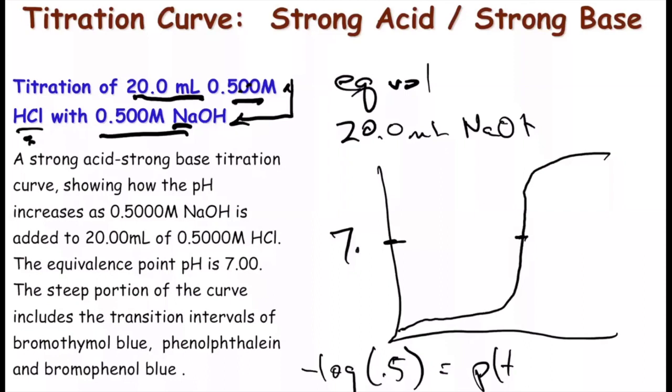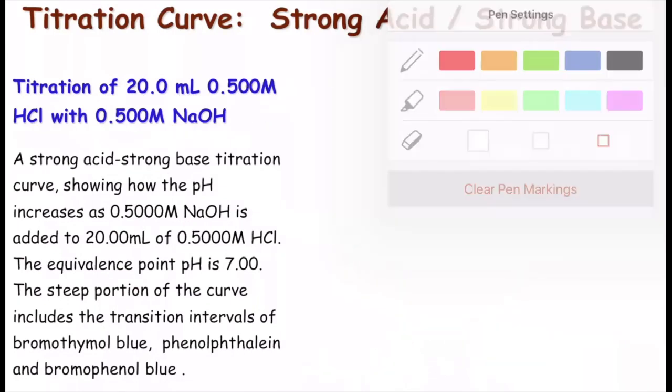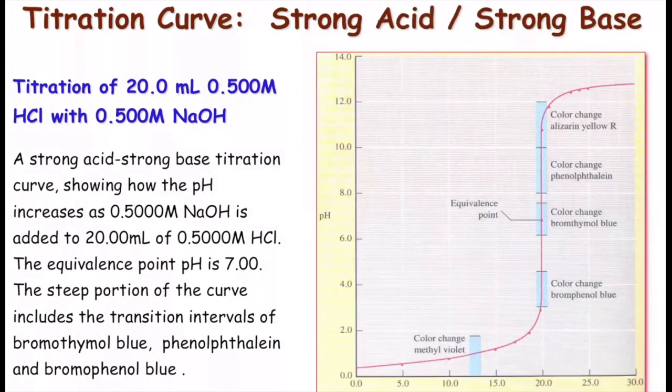Let me go ahead and show you that. Here it is. Starts out slow. It goes up. It goes up very drastically, right near the equivalent volume, which we said was 20 milliliters. It is symmetric right through 7, because when it's neutral, the only thing that's going to cause that pH reading is water, and water has a pH of 7 at 25 degrees. So that's your typical acid-base curve when we have a strong acid, a strong base.